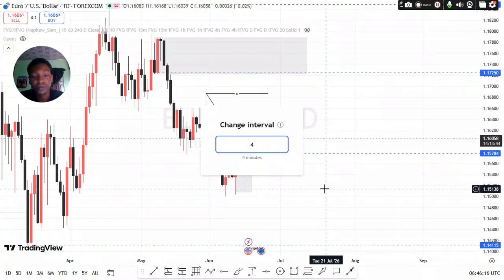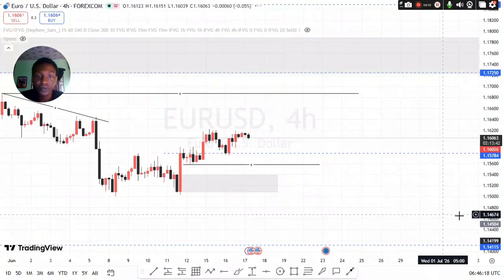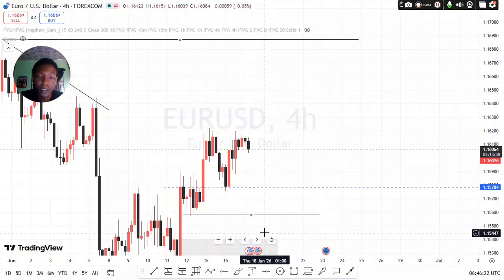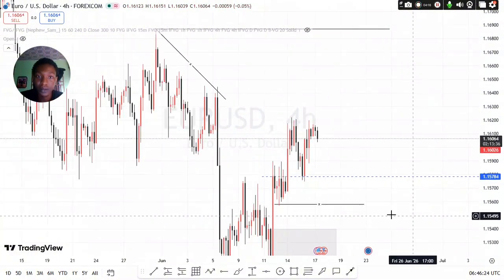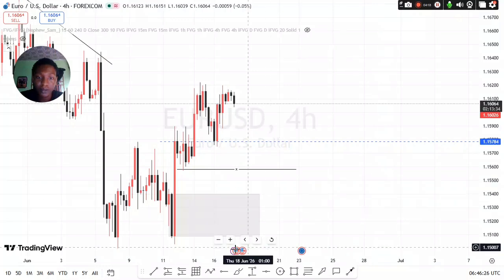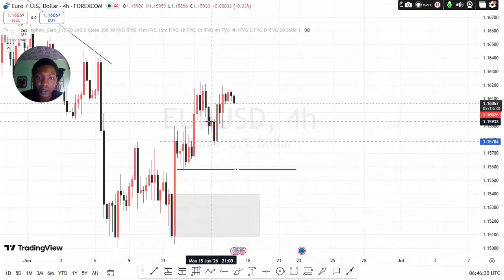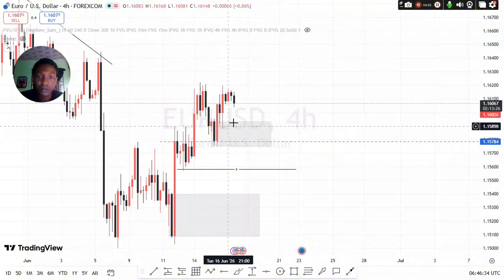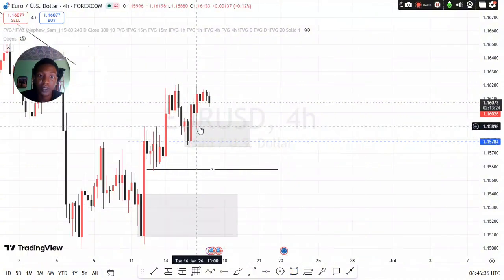Okay, so if you go to the 4 hours, you see that price tapped into this place, kept going up, and I told us in yesterday's analysis that price will most likely not come down anymore. What it will do is just continue going up once it taps into this other block, and I told us why.